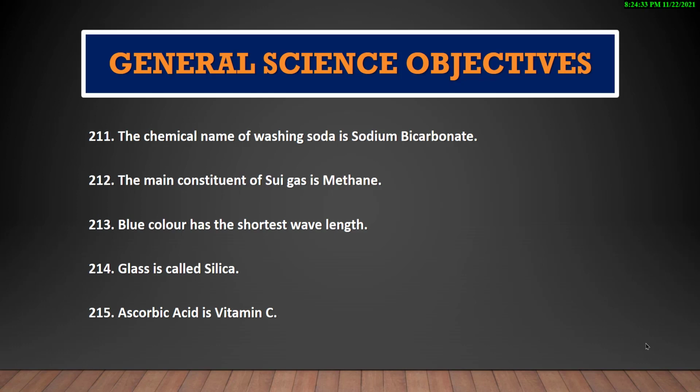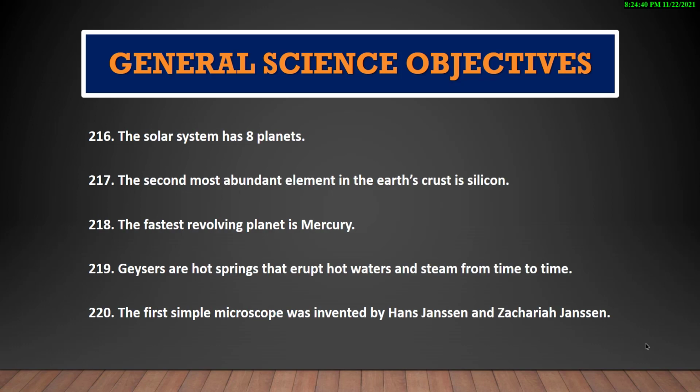Glass is called silica. Ascorbic acid is vitamin C. The solar system has 8 planets. The second most abundant element in the Earth's crust is silicon. The fastest revolving planet is Mercury. Geysers are hot springs that erupt hot water and steam from time to time. The first simple microscope was invented by Hans Janssen and Zacharias Janssen.